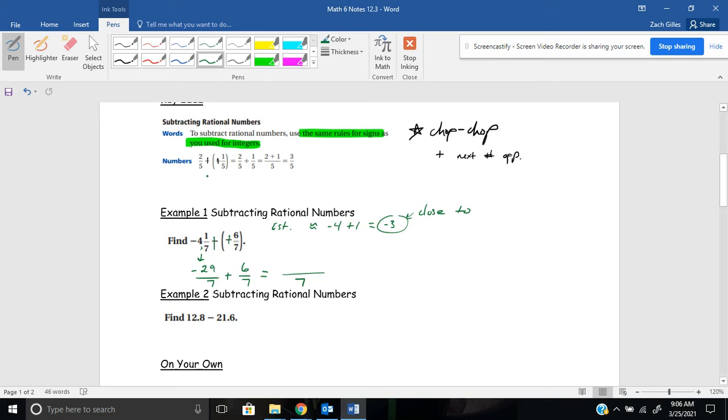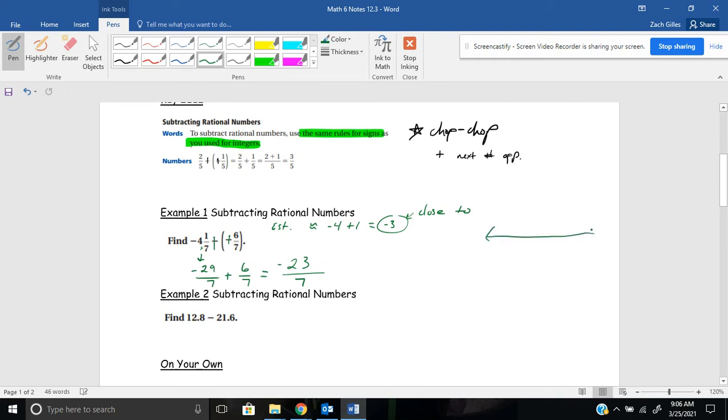So notice here, now they have different signs. I'll find the difference. So what's 29 minus 6? 29 minus 6 would be 23. And then I need to think about, do I have a negative or positive? Well, -29 is a bigger absolute value, so I'll take the negative sign.